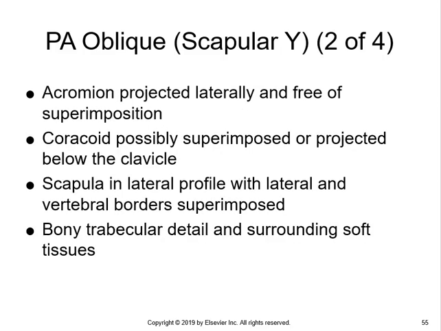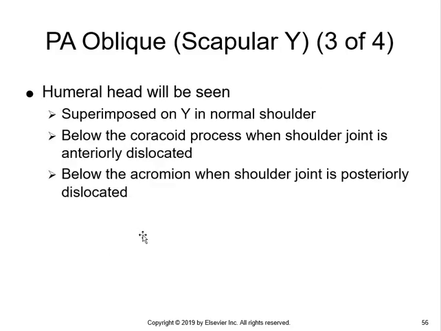So the acromion is going to be projected laterally and free of superimposition. The coracoid process is going to be medial. The scapula is going to be in lateral profile. And what bony trabecula can be visualized, should be visualized. Humeral head will be seen in the middle of the Y, right at the glenoid fossa. If it's not over the glenoid fossa, that's either because your rotation wasn't proper or you've got a dislocation.